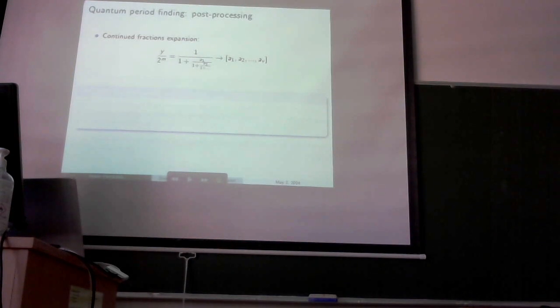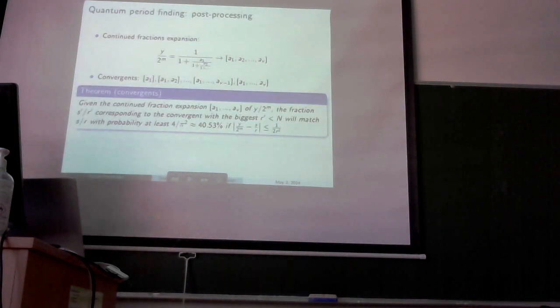From this idea of continued fractions, we can define the convergents, which are essentially truncated versions of the continued fraction. We're going to have several of them for a particular value. And here is when the key theorem for extracting R comes to us. Given this continued fractions expansion of our measured value, then the convergent whose corresponding fraction has the biggest denominator, and the denominator is smaller than n, then it will be precisely our fraction S over R, with a lower bound, which is a reasonable probability, if this condition is met.